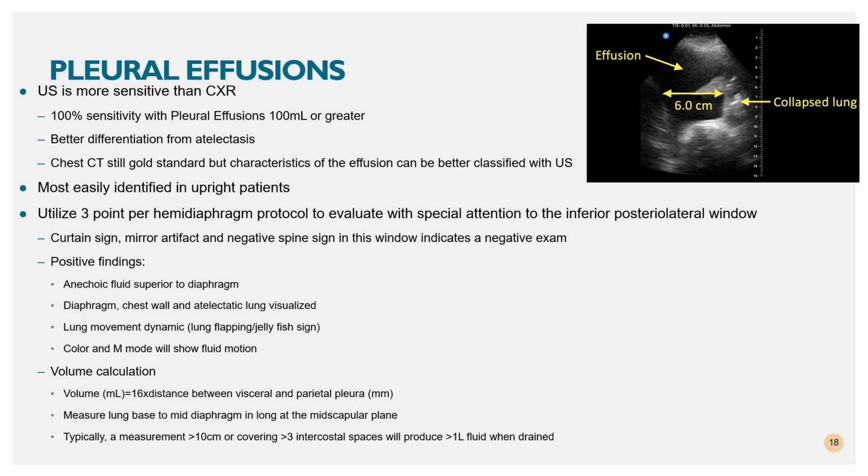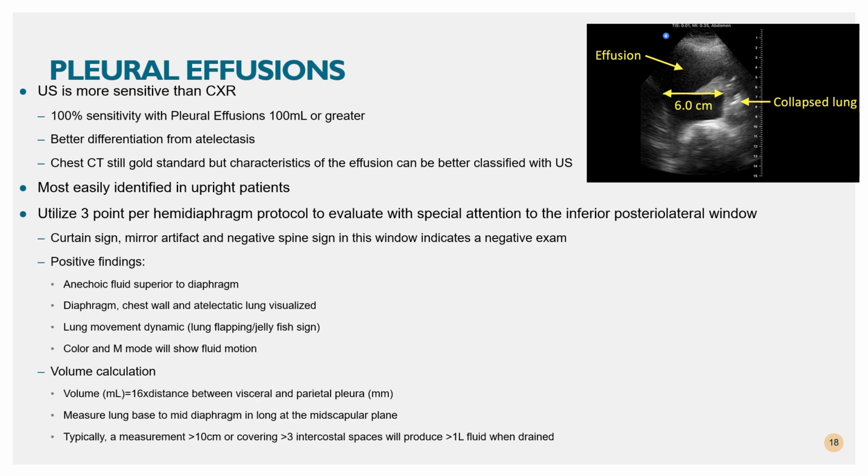Positive findings would be demonstrated as an anechoic fluid superior to the diaphragm. You'll see the diaphragm, chest wall, and atelectatic lung. You'll see that lung looking like, as I said, a flag or a sail. You'll see that the lung movement is dynamic as the patient breathes, and that the color and M-mode will even show fluid motion. So if you wanted to drop your M-mode in there, that can support your finding, but really you're probably going to be pretty sure by just evaluating it and seeing that anechoic area.